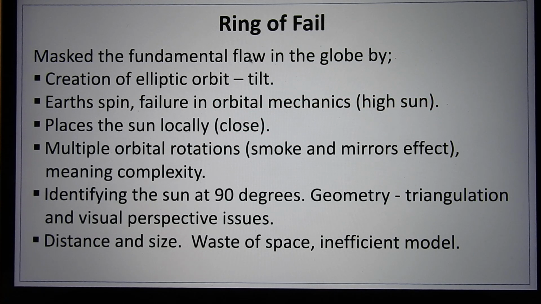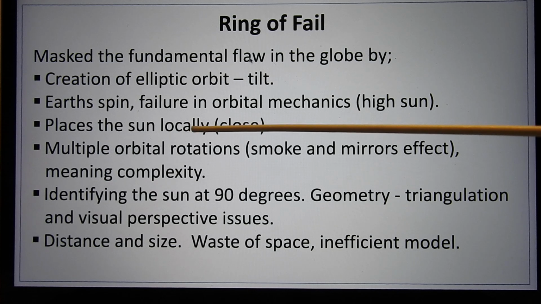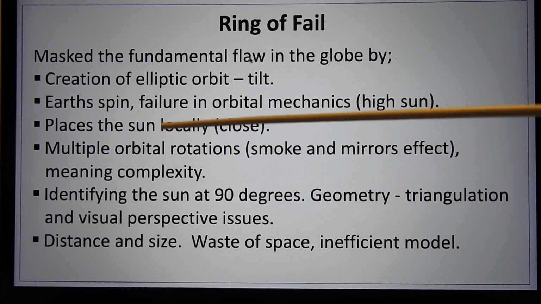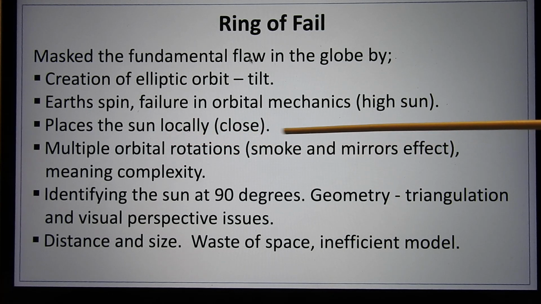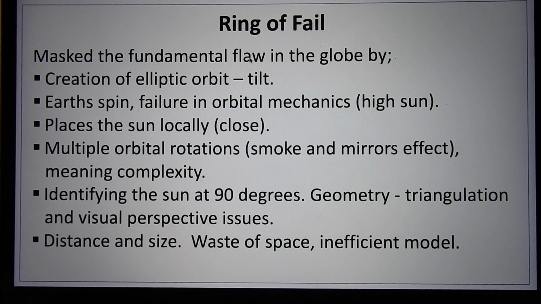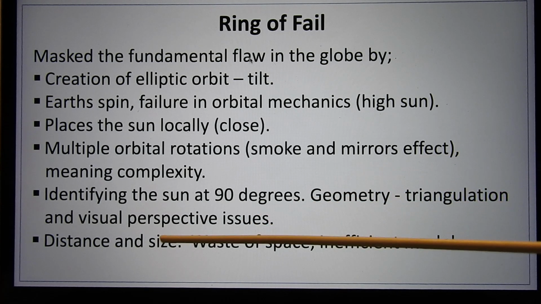Earth spin, the failure in elliptical orbital mechanics. Again, another problem. If your Sun's too high in the sky, and it's been tested on both sides of terrestrial Earth, it is too high in the sky, especially in the northern hemisphere, then your model goes into orbital mechanical failure. In other words, the Sun's in the wrong position in the sky, and that's another huge problem. This would place the Sun locally or very close, between 3,000 and 4,000 miles from Earth's surface. Multiple orbital rotations, again, as I talked about, smoke and mirrors effect in complexity. I think it's purposely made complex to guide people away from that.